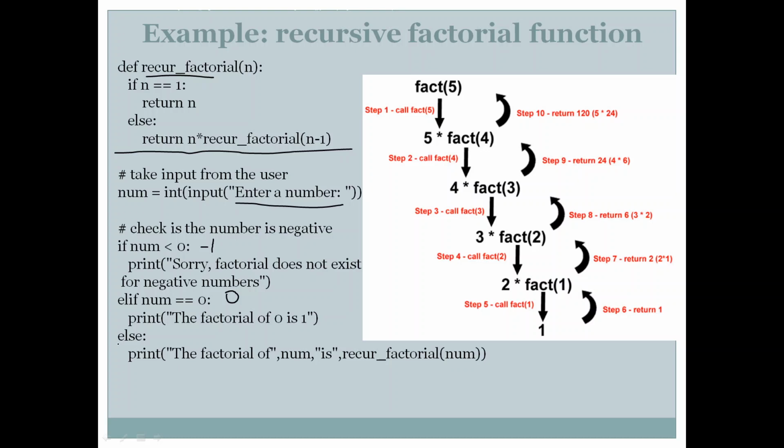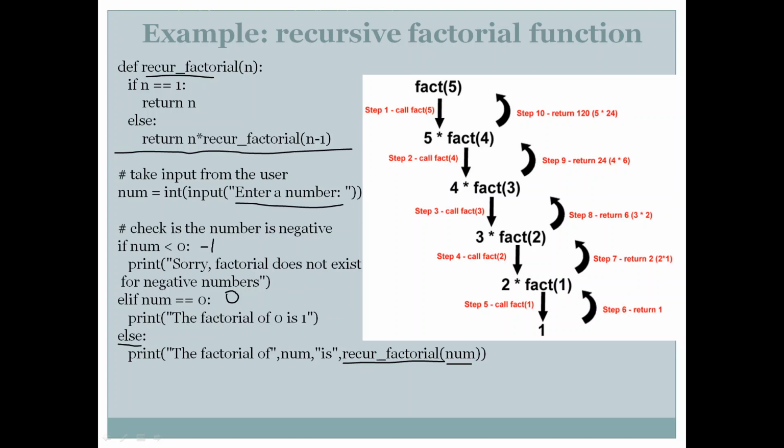Then we have an else condition. Suppose the number is not less than 0 and not equal to 0, then of course it is greater than 0. In that case, in the print statement we are calling the function recur factorial by passing the value to recur factorial. From this it will go to the recur factorial function. Now let us look at what we have defined in recur factorial, a recursive function. The value we are passing from there will be stored in n.